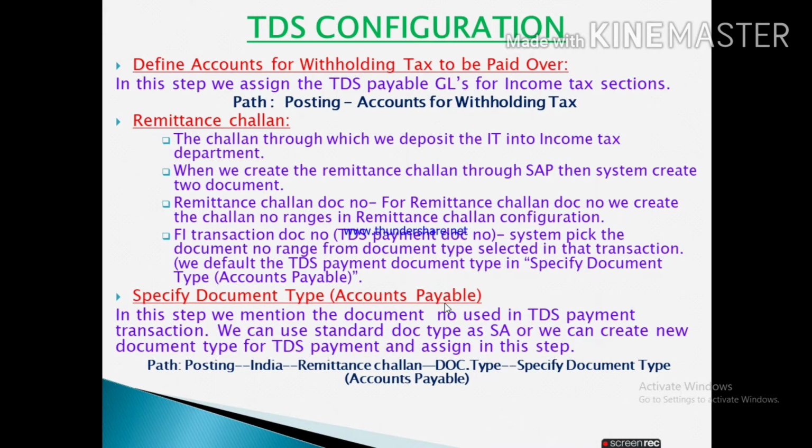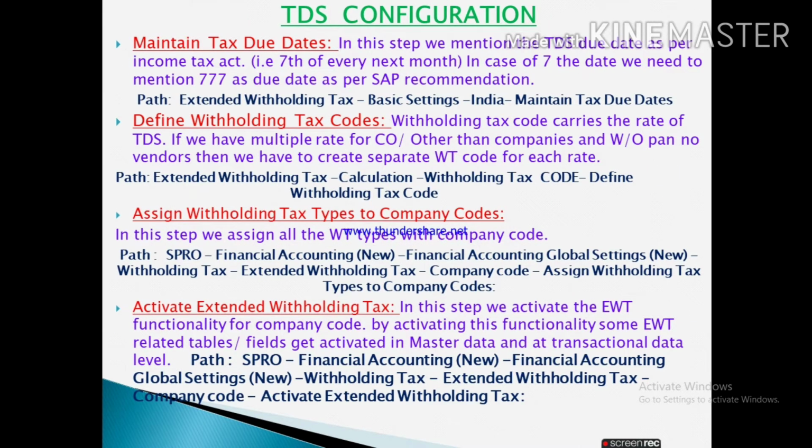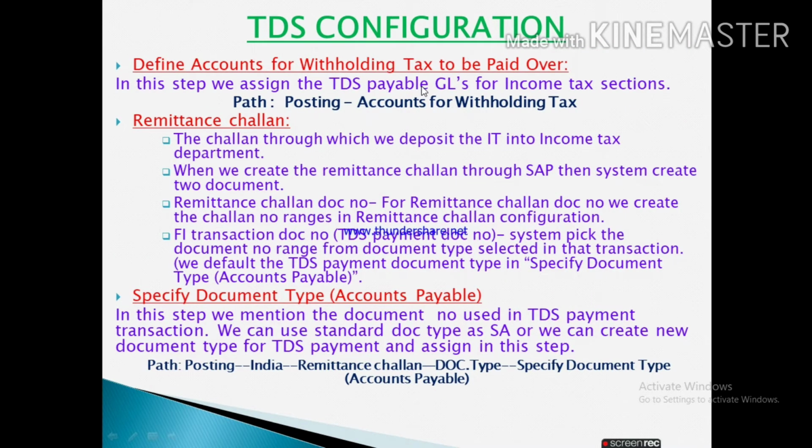Friends, today we will continue the TDS configurations. In a previous video, we have completed till activate extended withholding tax. Now next step is define accounts for withholding tax to be paid over. Friends, in this step we assign the TDS payable GLs for income tax sections. Which GLs we have defined in my previous videos for TDS payable GLs, like we have created 194C TDS payable GL. In this step we assign with the income tax section. So now go to SAP and do practical.